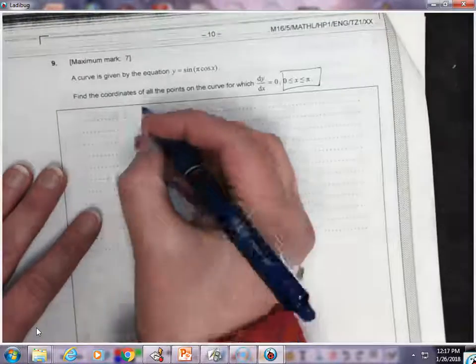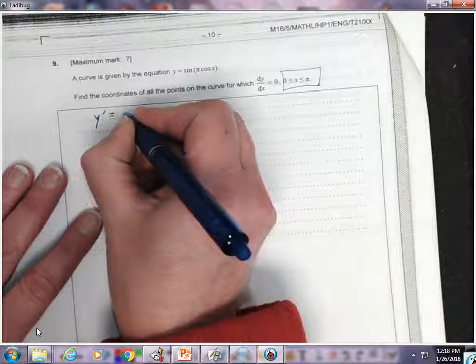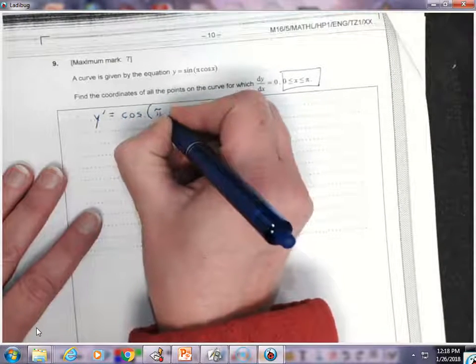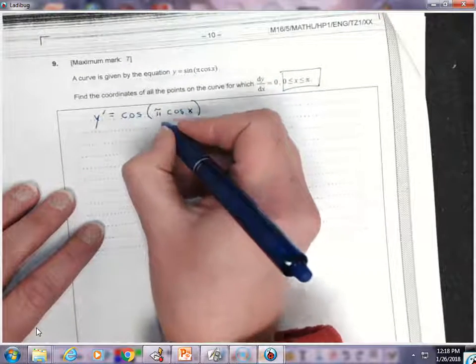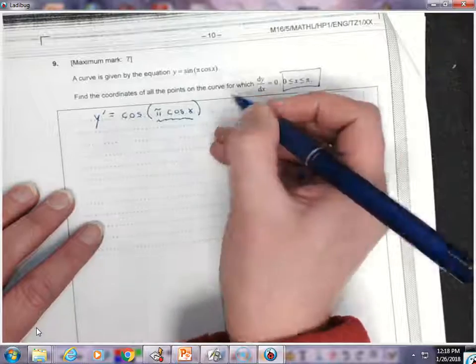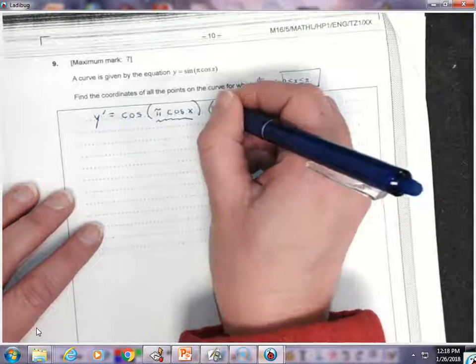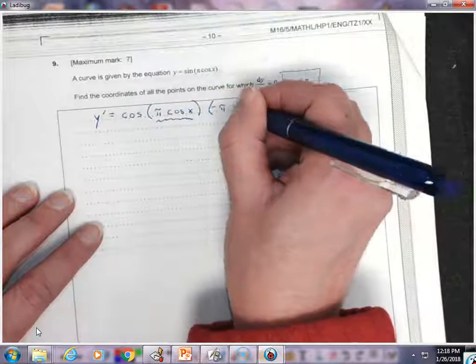Okay, so I'm going to start with taking the derivative. The derivative of sine is cosine. You can find that on your formula sheet if you need to. So it would be cosine of pi cosine x times, chain rule, the derivative of the inside function. The constant would just stay. The derivative of cosine is negative sine.